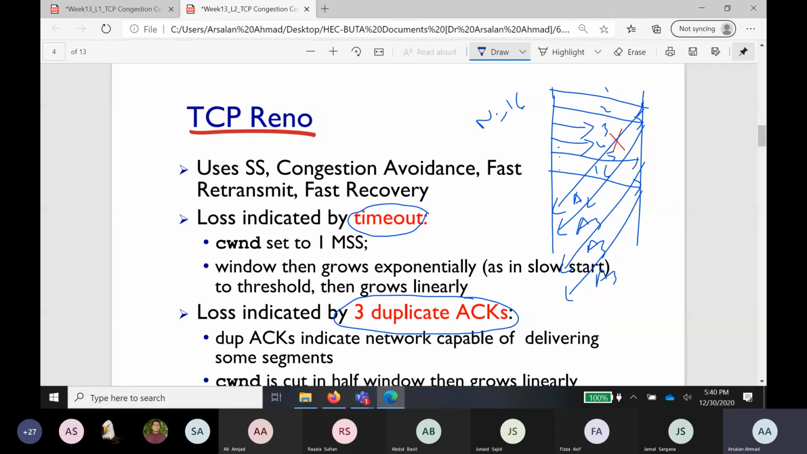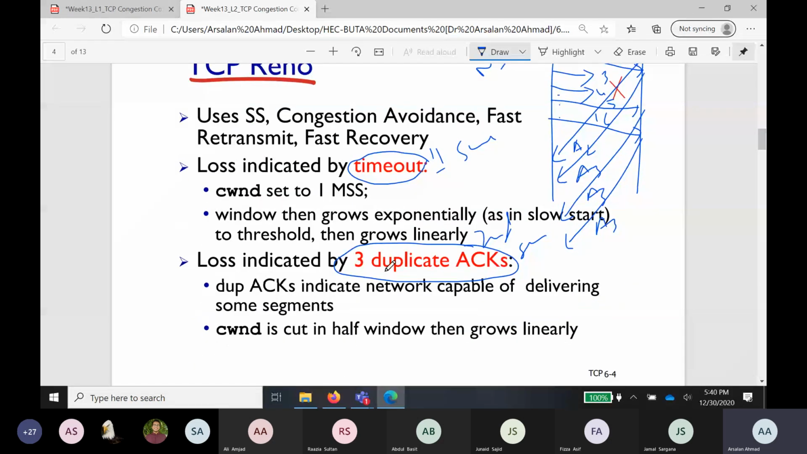Now the thing is that there is a difference between these two scenarios. This is one scenario, and this is the second scenario. TCP Tahoe uses a very conservative approach. If the loss is detected by timeout or triple duplicate ACK, it just goes down to cwnd equal to 1. Reno says, no, this is not right. Triple duplicate acknowledgements mean that the network is capable. If I'm receiving ACK 3, that means another segment was received, another ACK 3, another segment received. So the network is capable of delivering segments. It's not that bad a situation.